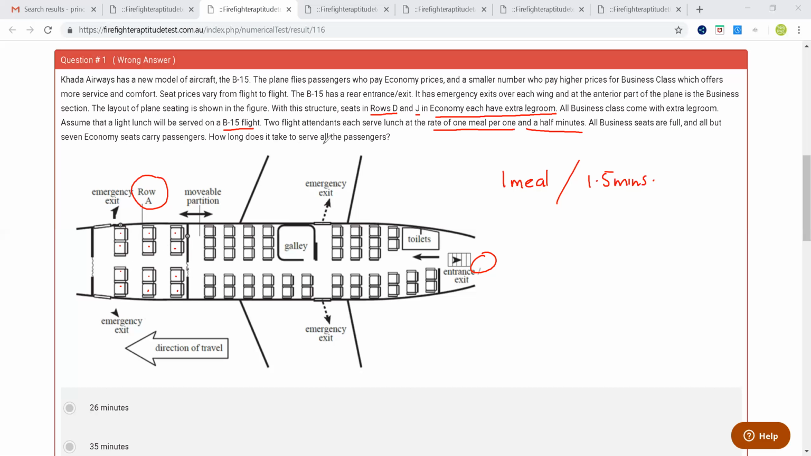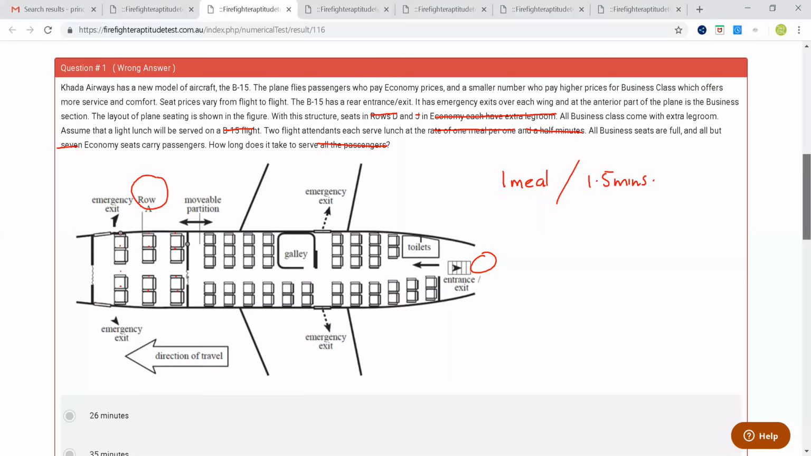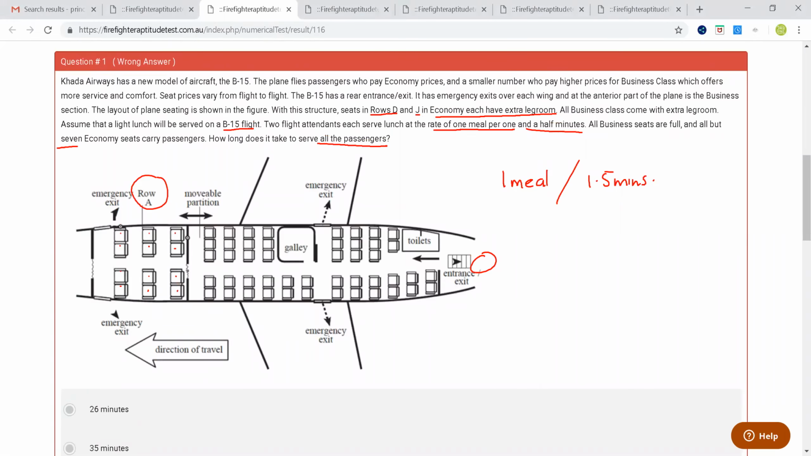And it says to serve all the passengers, all but 7 economy seats. So in this one, I think you have to count the number of seats. Okay, let's see. So it's 2, 1, 2, 3, 4, 5, 6, 7, 8, 9, 10, 11, 12.